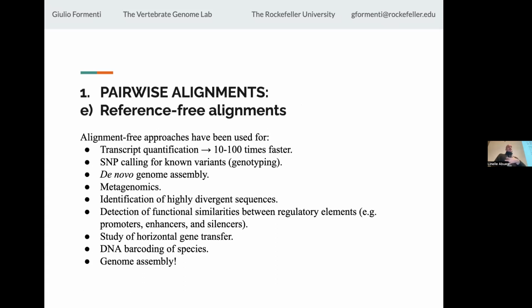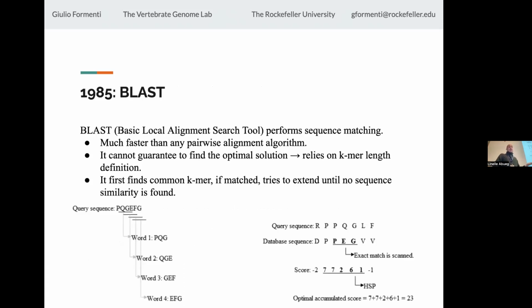Yeah, so this approach with k-mers has been used. If you go back to the 1970s, they were already using k-mers, even if they were computing them by hand. And it's extremely fast. It's been used for transcript quantification, SNP calling, metagenomics, barcoding, you name it. And of course, genome assembly.